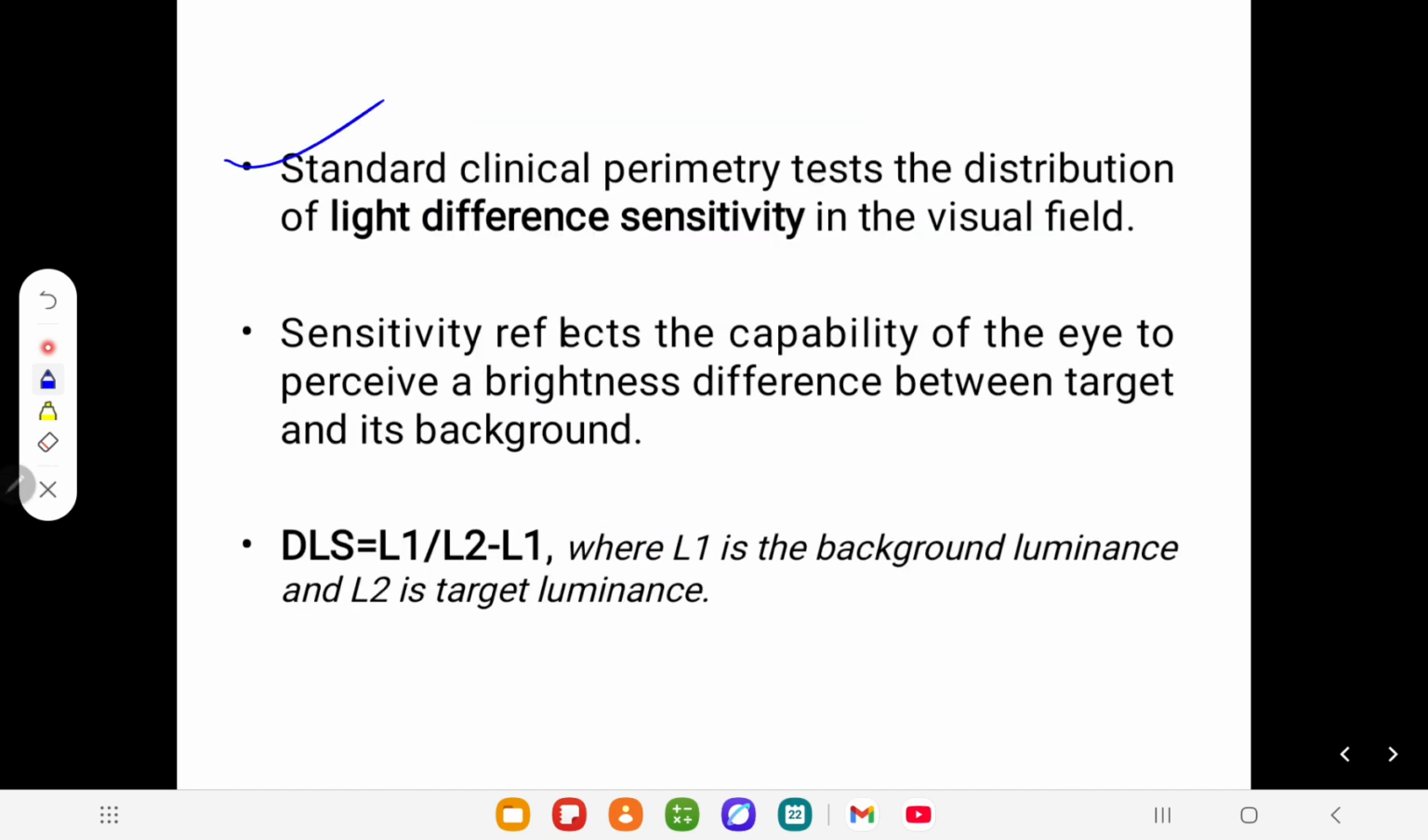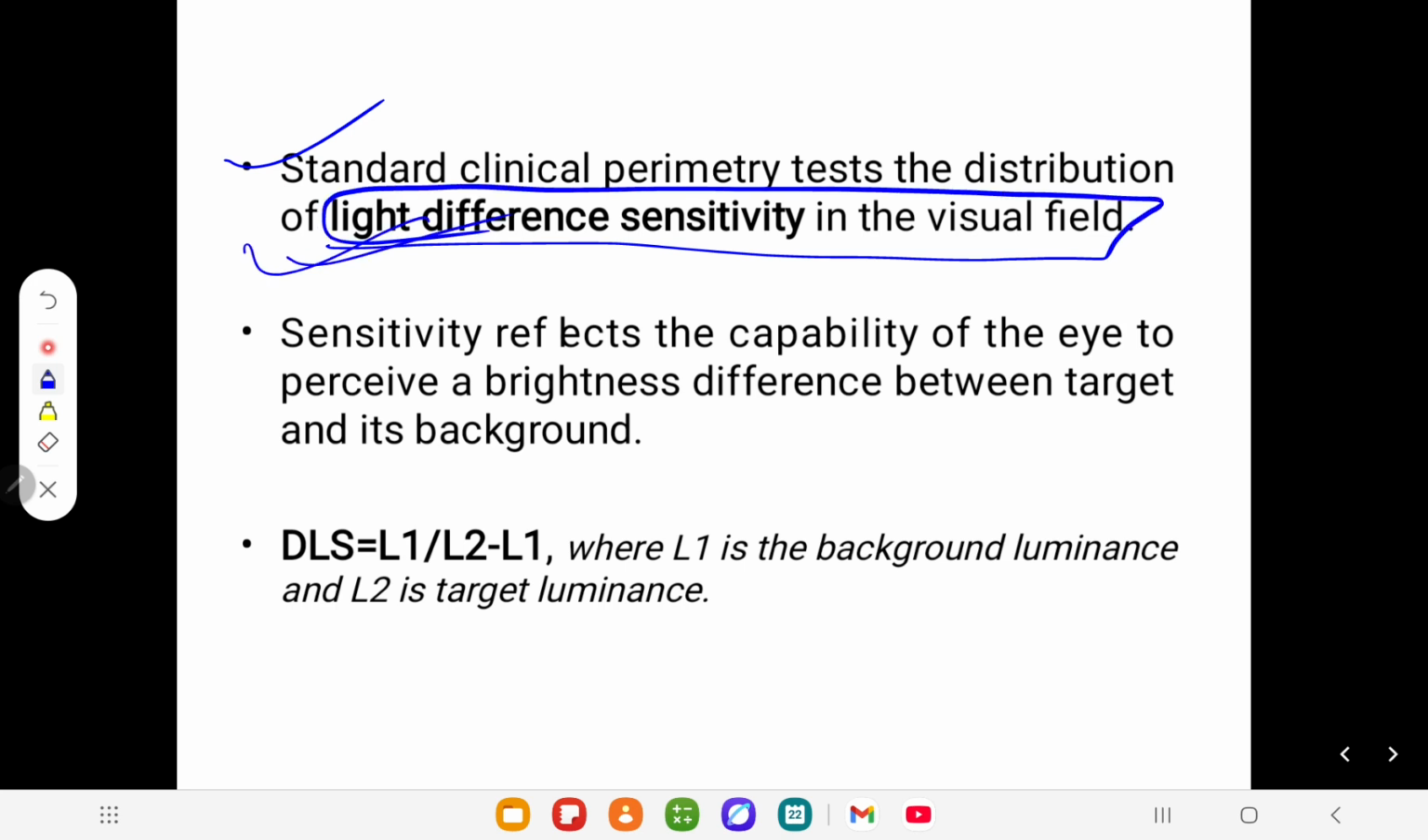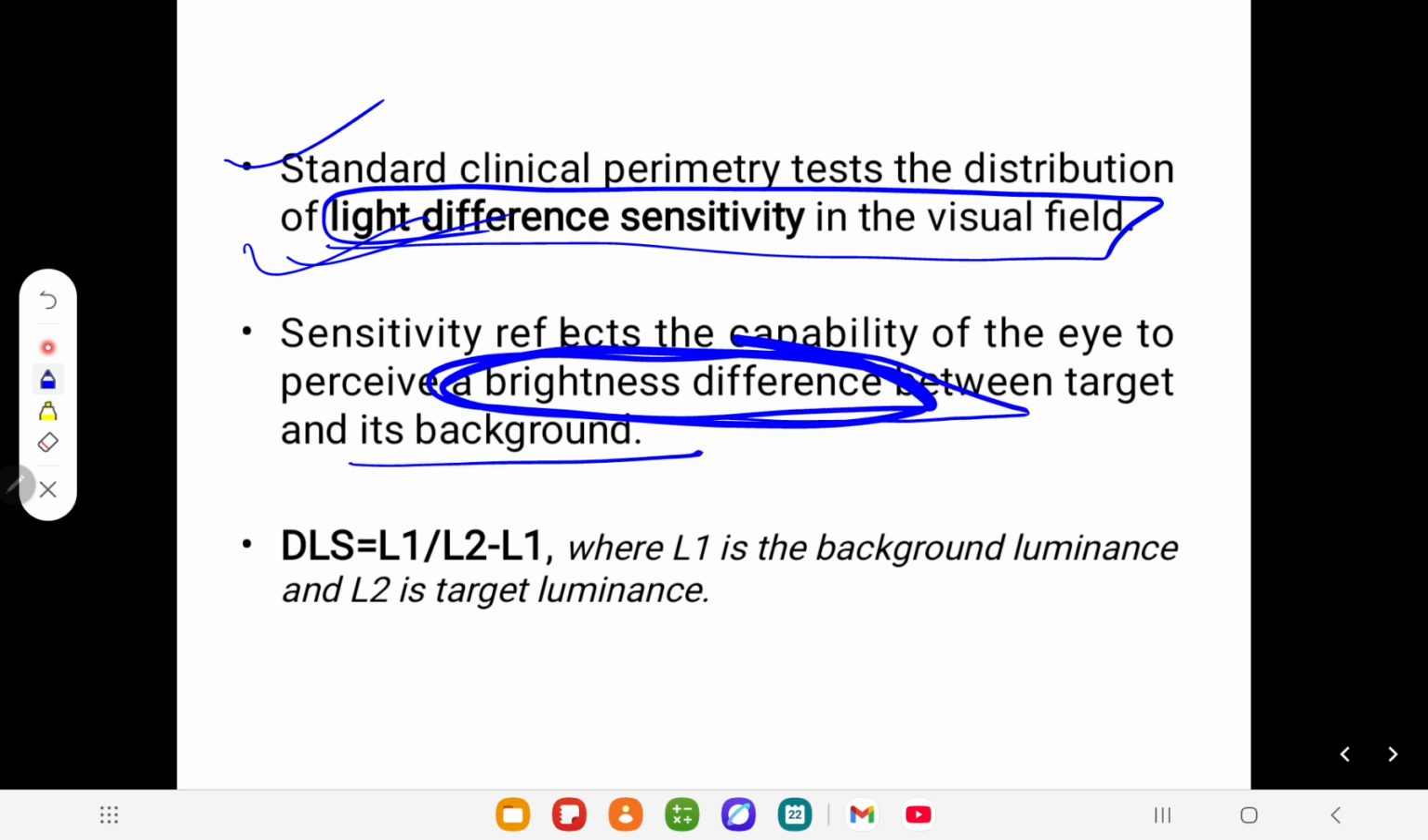So, perimetry is a standard clinical test of the distribution of differential light sensitivity of the visual field. So, what is the principle of perimetry? This is the line, okay? Light difference sensitivity in the visual field. What do you mean by that? The sensitivity reflects the capability of the eye to perceive the brightness difference between the target and its bright background. Centrally important: the difference between the brightness of a target, which we show to the patient, and its background. That's why it's differential light sensitivity.